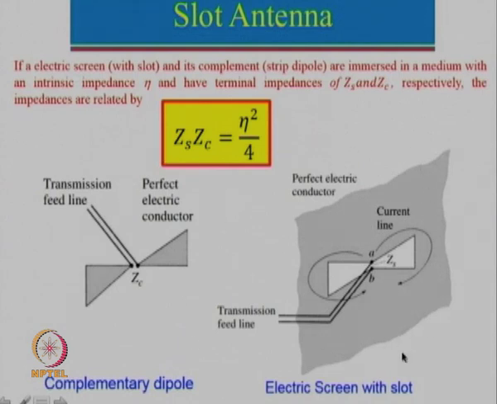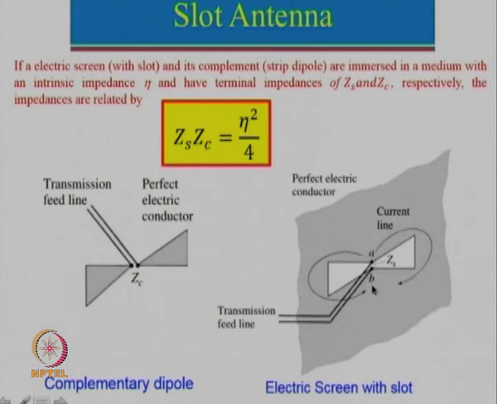Of course, practically realizing this kind of slot is impossible, because you need to have an infinite ground plane and then cut a slot in that. So, practically we always have a finite ground plane, and in that we cut a slot, and we need to feed the transmission feed line here. So, one point will be connected here, another point will be connected over here.